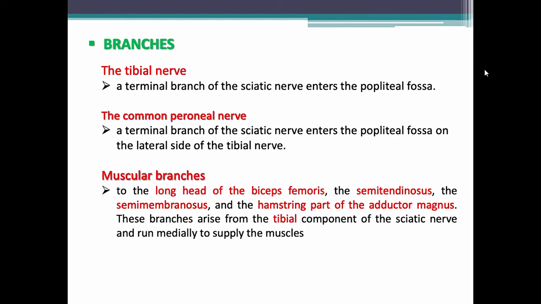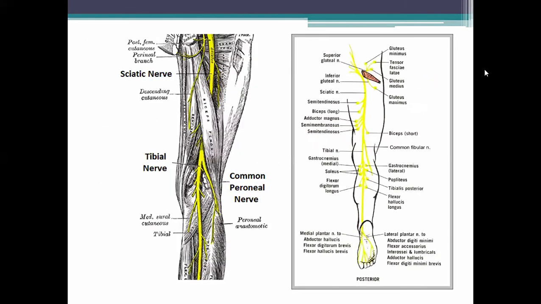The tibial nerve is a terminal branch of the sciatic nerve, and it enters the popliteal fossa. The common peroneal nerve is also a terminal branch of the sciatic nerve, and it enters the popliteal fossa on the lateral side of the tibial nerve. This is the tibial nerve, and again, on the lateral side, the common peroneal nerve.